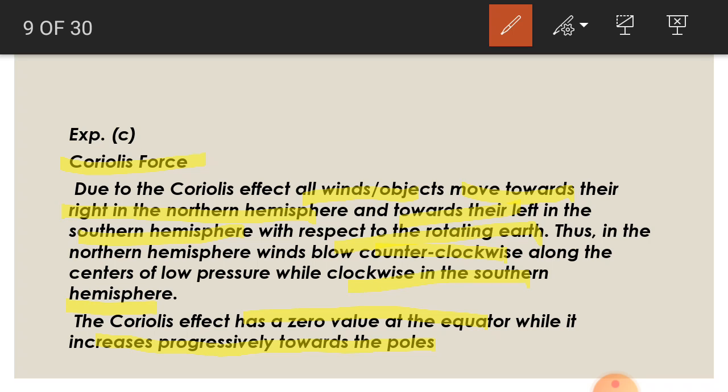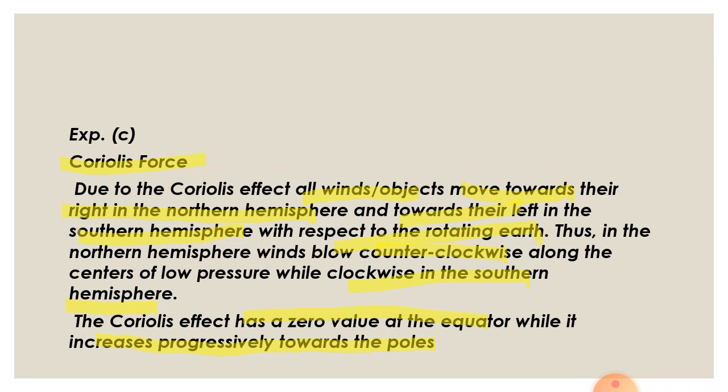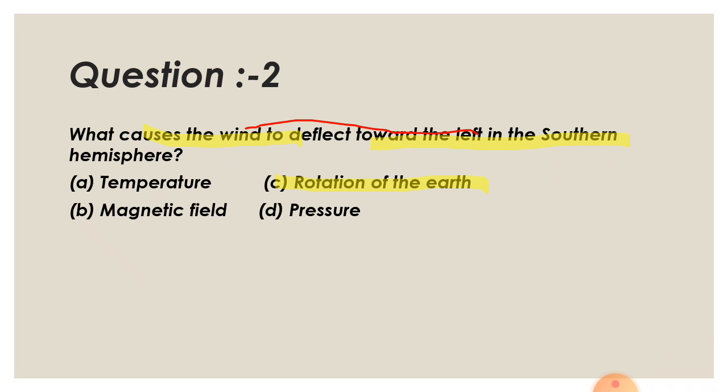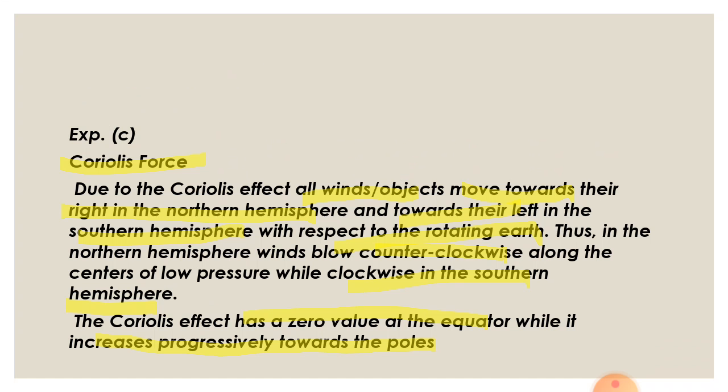It moves the winds or the objects towards the right in the northern hemisphere and towards the left in the southern hemisphere. So we already know the answer. It is because of the rotation of the earth.